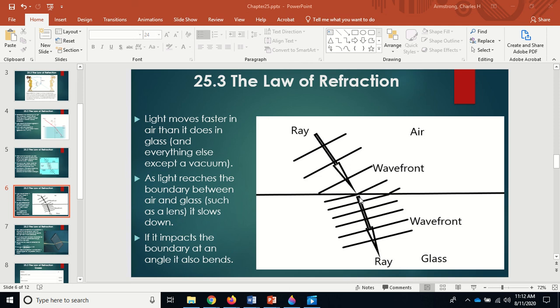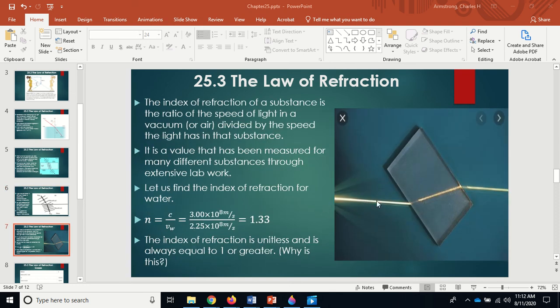Okay, light moves faster in air than it does in glass and everything else except a vacuum. So light travels faster than anything else we run into in our everyday existence. Sprite, 7-Up, olive oil, everything else. Light's going to travel faster in air than it does in those substances. Glass, whatever you want, cellophane. As light reaches the boundary between the air and the glass, such as a lens, it slows down. If it impacts the boundary at an angle, it also bends. And then you can see the light coming in, bending, and going like this.